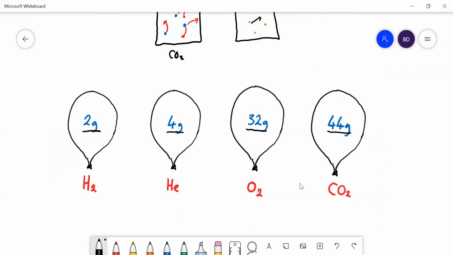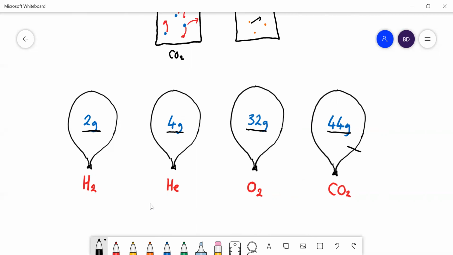So that explains why a balloon filled with helium or hydrogen has a very low density, because 1 mole takes up 24 dm cubed, but in the case of hydrogen, it only weighs 2 grams. It's much less dense than air, so it will float up. Whereas carbon dioxide is heavier than air, so the carbon dioxide balloon will sink.